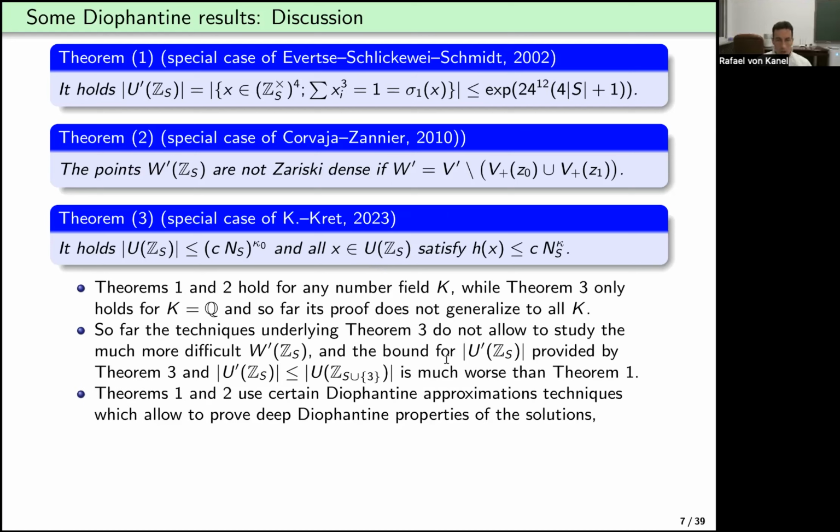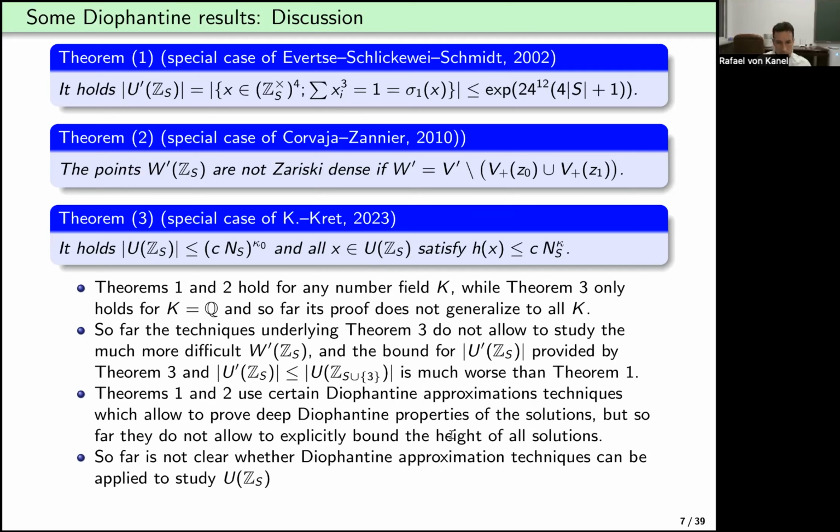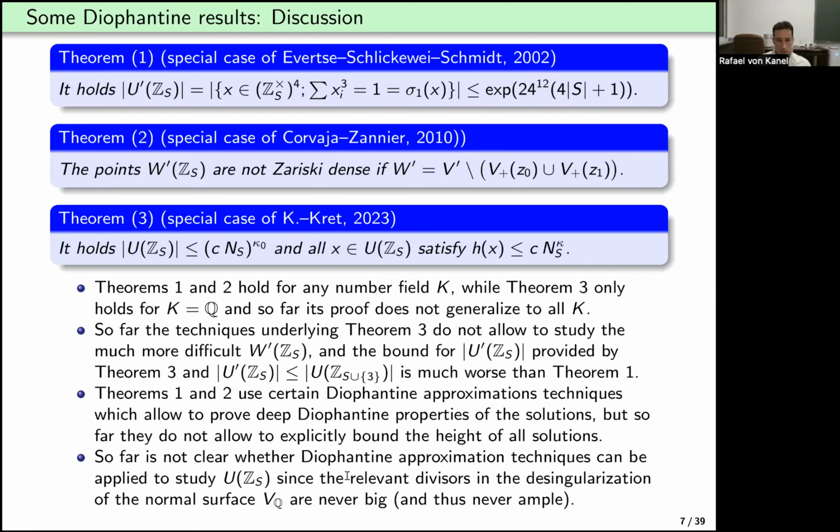Then I also would like to mention that theorems 1 and 2 use Diophantine approximation techniques, which usually allow to prove deep properties of the solutions. But so far it's not clear whether they can also explicitly bound the height of all solutions. And finally, also it's not clear whether Diophantine approximation techniques can be applied to this set U of Z_S. since the relevant divisors in the singularization of this surface V of Q are never big, and so in particular also never ample.